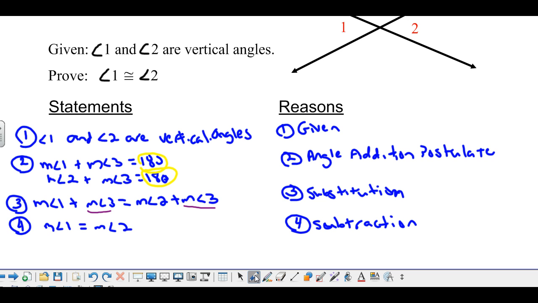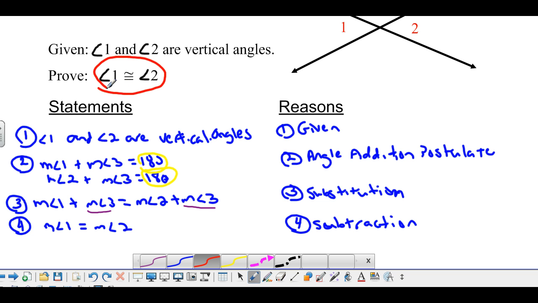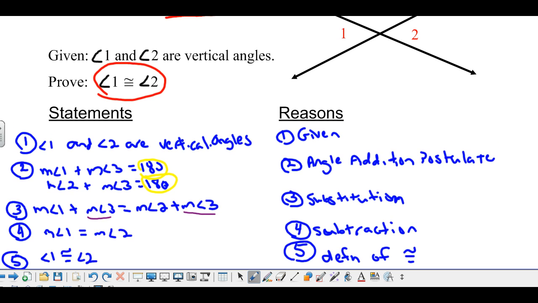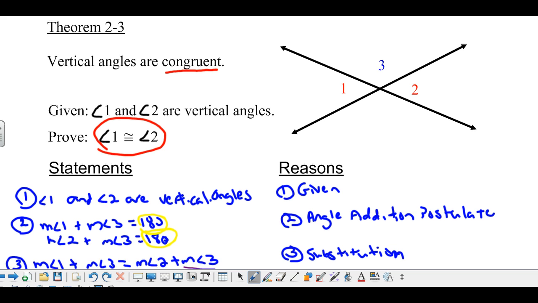And if you think about it, we're close to being done here. We actually wanted to prove that angle 1 was congruent to angle 2. But if I say the measure of angle 1 is equal to the measure of angle 2, that's actually the definition of congruent. The angles are congruent. So I can finally say angle 1 is congruent to angle 2. And the reason for that is definition of congruent. If angles have the same measure, then they are congruent. So we've just proven the very first theorem in this class, which is that vertical angles are congruent.